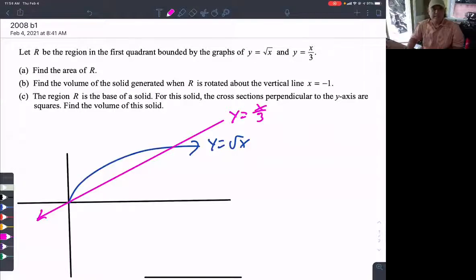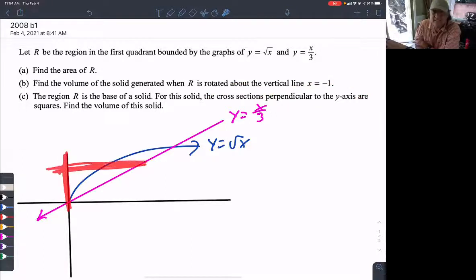This is 2008 FRQ Form B, number 1, with calculator. And so let's read this. We're doing part C. So we want to do cross sections that are perpendicular to the y-axis. Here is the y-axis. Perpendicular will be this way. So the base, our slices of this building are horizontal.